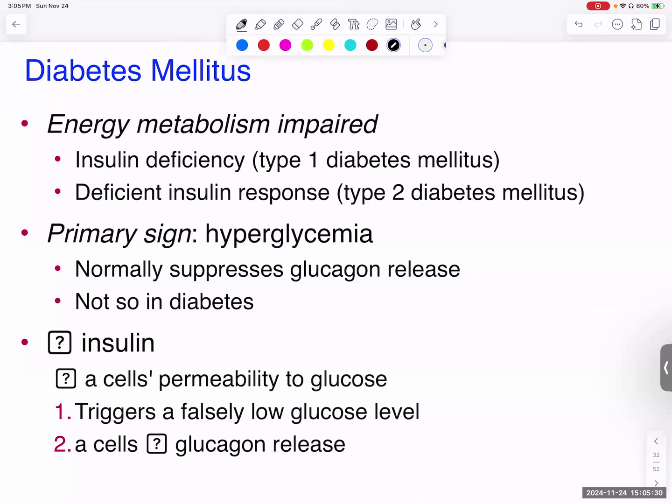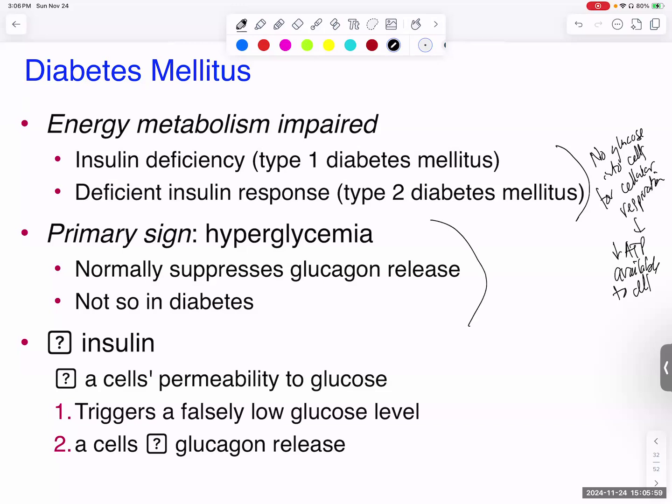Diabetes mellitus. Energy metabolism is impaired. Why? You're not getting glucose into cells. No glucose into cells for cellular respiration. Thus, decrease in ATP available to the cell. And so hyperglycemia is the primary sign because you're eating carbohydrates, it's getting broken down into glucose, it's entering your bloodstream. You have a lot of glucose in your bloodstream and it can't make it into the cells.